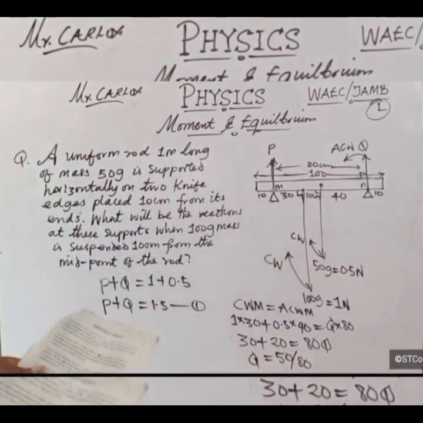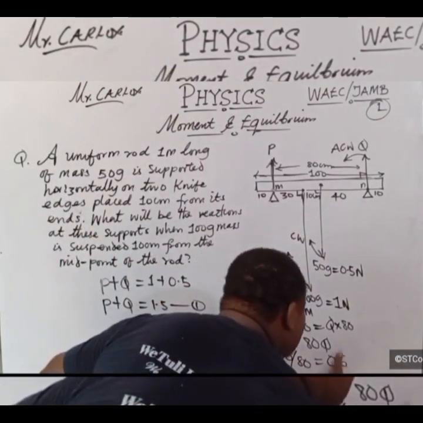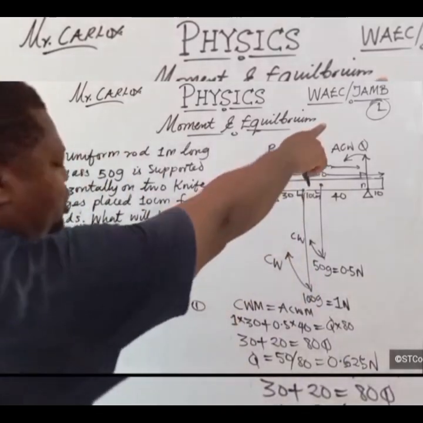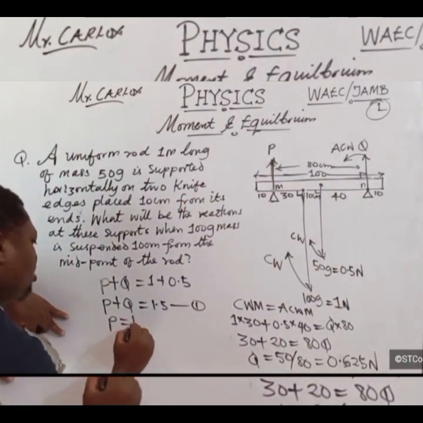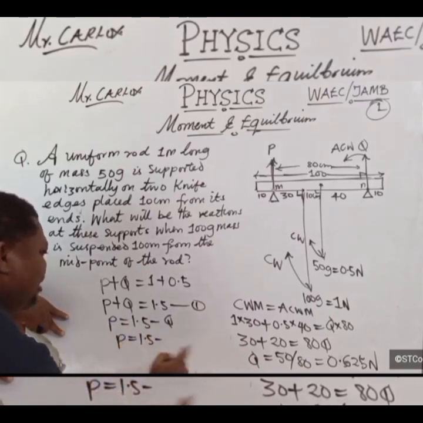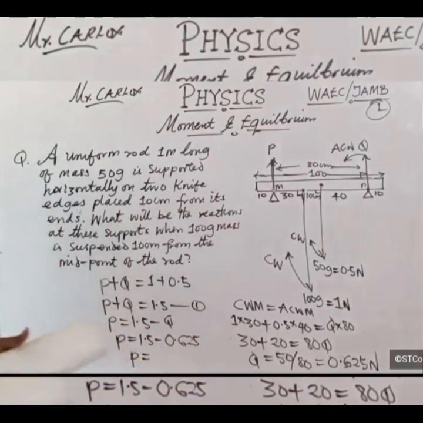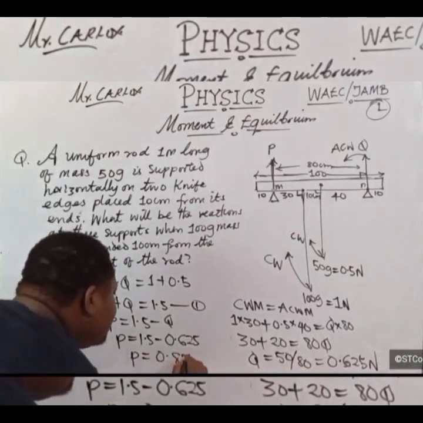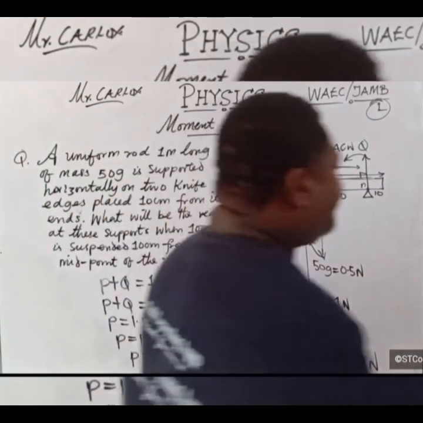What do we now get? We get 0.625 Newton. That's the first support, Q. Let's now get the second support, P. P will be 1.5 minus Q, so P is 1.5 minus 0.625, and my P is finally 0.875 Newton. So this is how I solve for the knife edge support we are asked to look for.